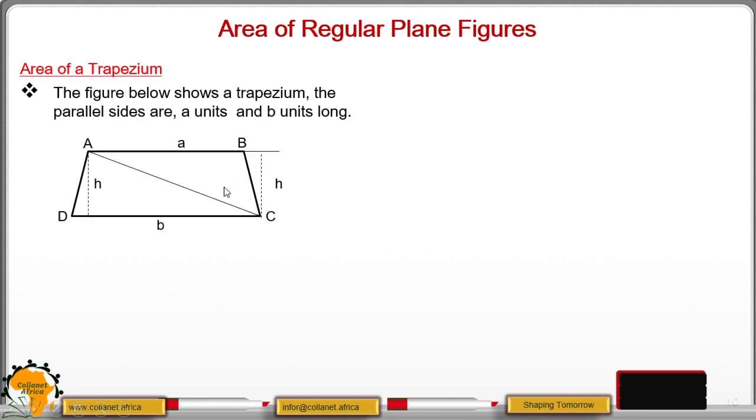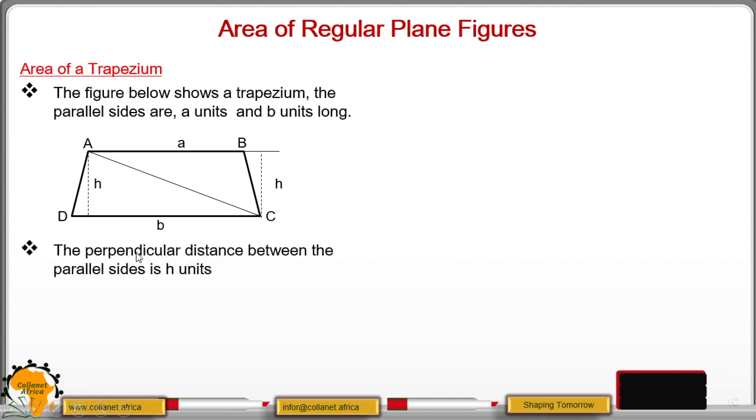Now, we have this as our trapezium here. We want to get the area of this trapezium. If you look at this trapezium, we have two parallel sides, A and B, and we have our height. This height and this height is the same. We want now to get the area. And for us to get the area, the perpendicular distance between the parallel sides is h units. We have seen it, that is the height.